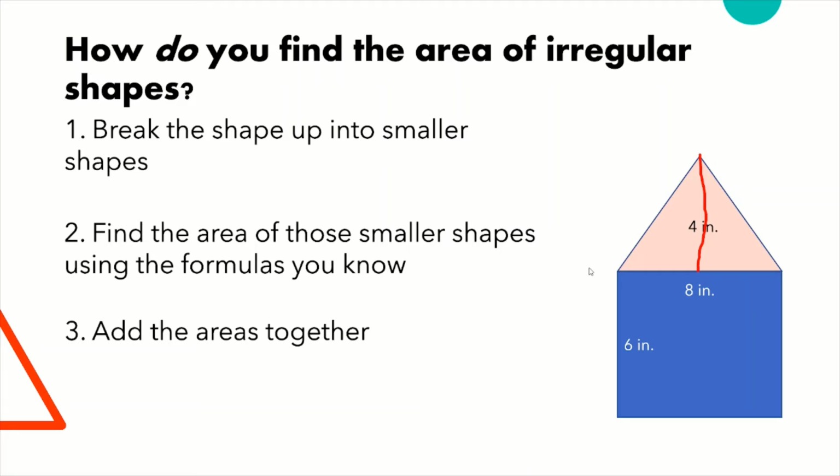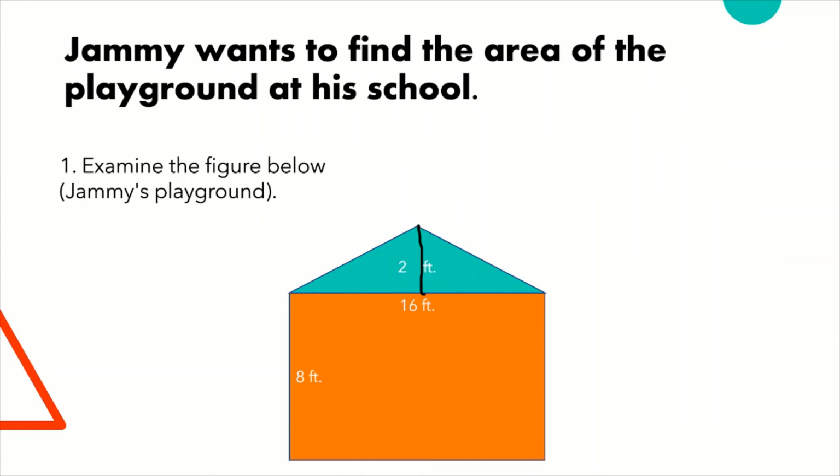Now let's move on to our first word problem. Jamie wants to find the area of the playground at his school. So first, let's examine the figure below, which is actually Jamie's playground. So this is a combination of a triangle and a rectangle. Again, I'll give you some time to identify the numbers, the base of the triangle, the length and width of the rectangle, all of that.